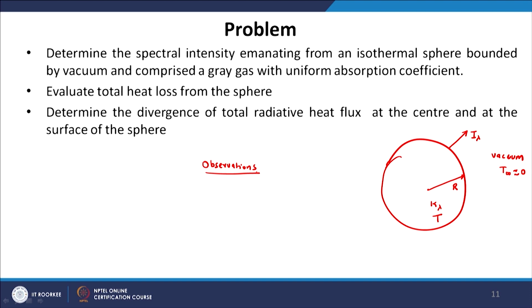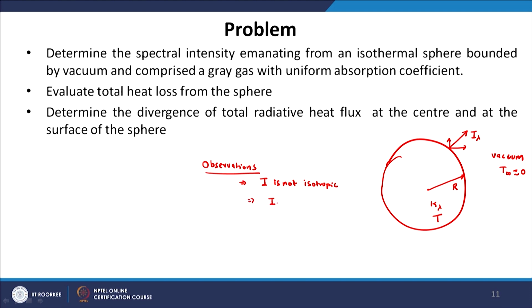So, the first observation here is that the intensity is not isotropic. That means intensity on this surface is not going to be the same, it is going to depend on theta. So, intensity is going to be different at different angles, and that will depend on the polar angle. That is the first observation.